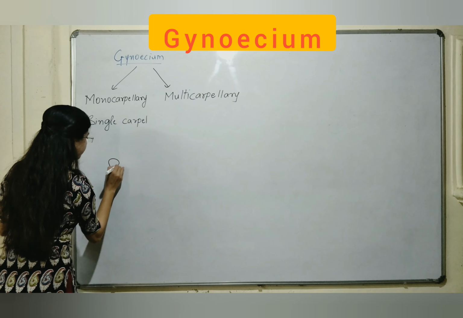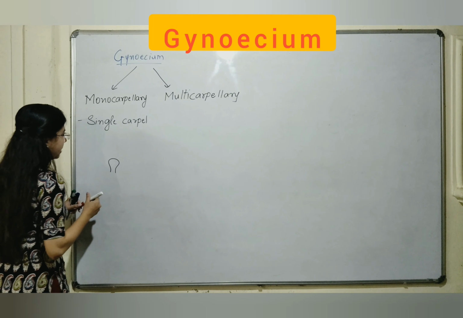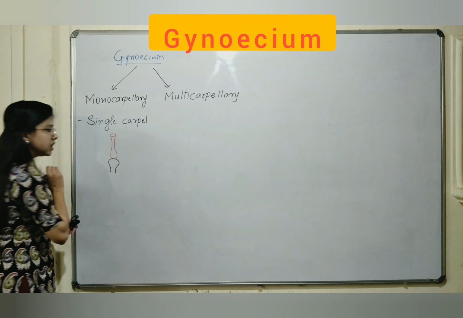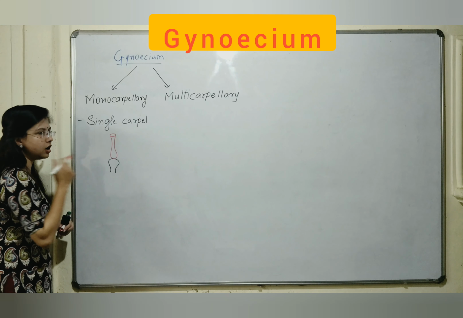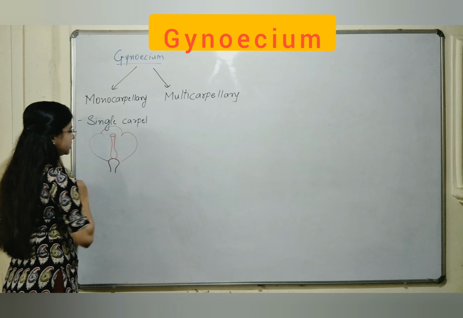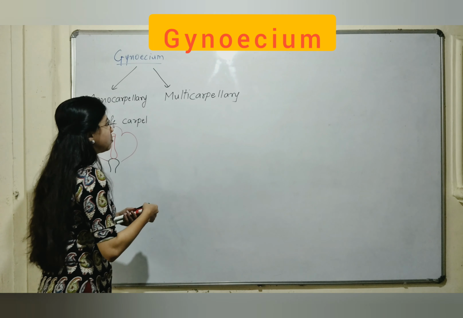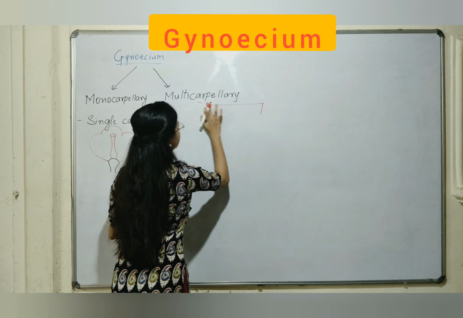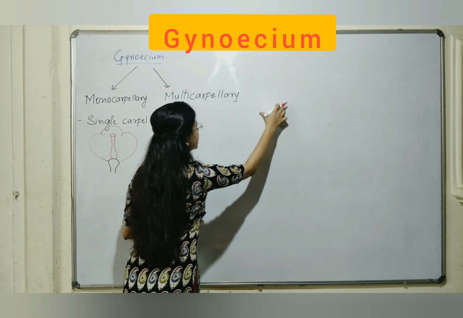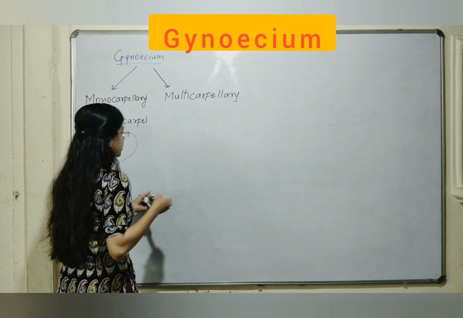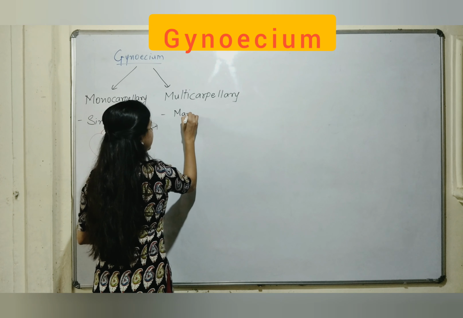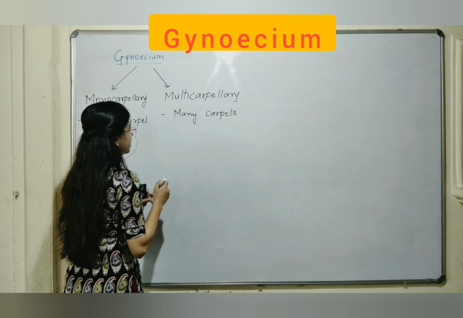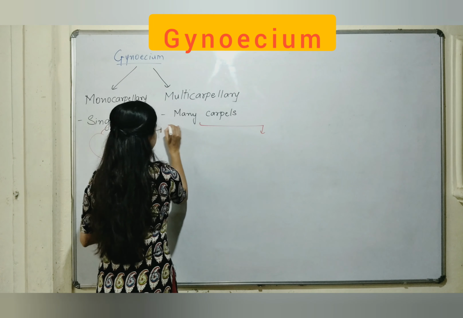That means, if this is a flower, I mean the thalamus, there will be only a single carpel present with its stigma, style and the ovary. These can be the petals. When you talk about multicarpellary, that means when many carpels are present, these carpels, depending upon their arrangement, can be of two types.